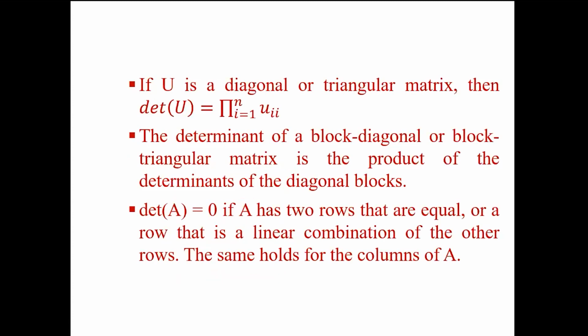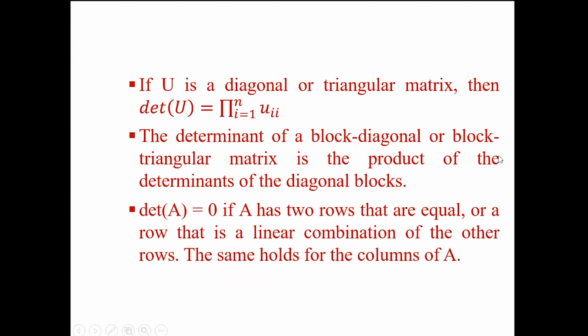These are further features. If you have a diagonal matrix or triangular matrix, the determinant is actually the product of the diagonal elements, which is what you have here. You can see this is representing the product from i equals 1 to n, and you see a_ii, meaning the elements along the diagonal.